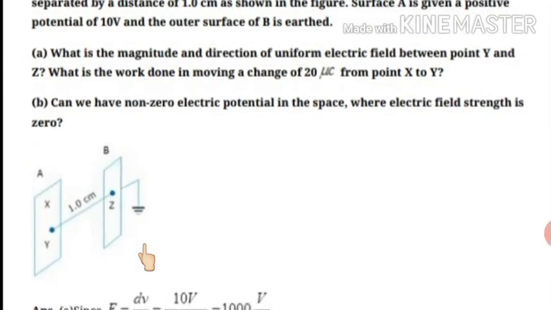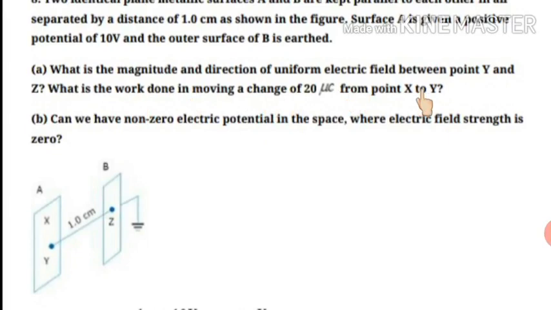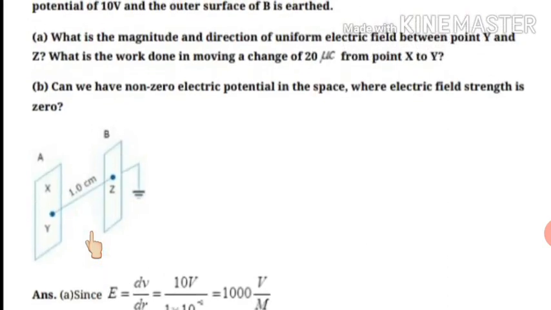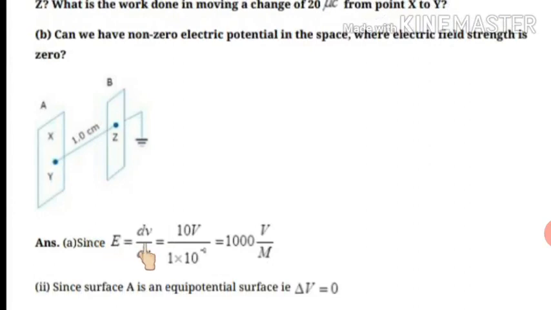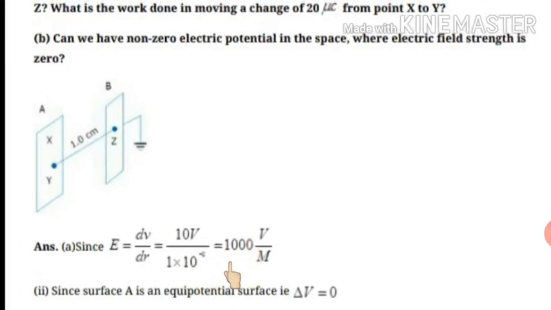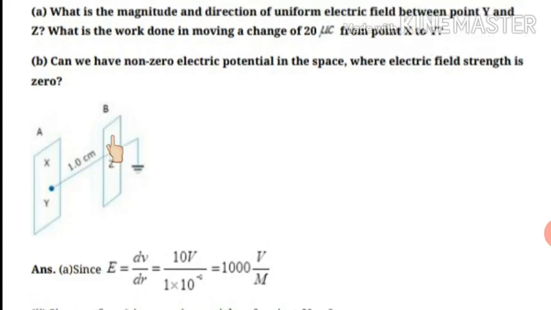Fine. Okay. So now what is the question? What is the magnitude and direction of uniform electric field between this point Y and this point Z, if the distance between them is 1 centimeter? We know E is equal to dV upon dr. Electric field is the negative gradient of potential. The potential difference between them is 10 volt. The distance between them is 1 centimeter. If you convert it into meter, it is 10 to the power minus 2 meter. When 10 to the power minus 2 meter goes in the denominator, finally we have 1000 volt per meter. So this is the electric field between these 2 points.